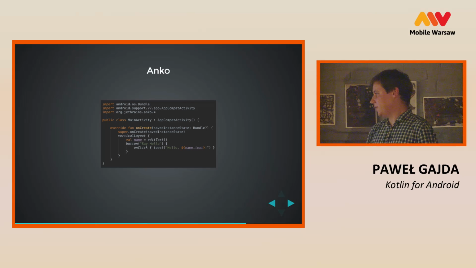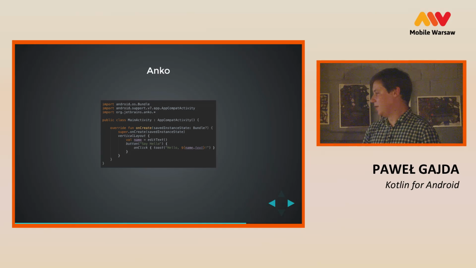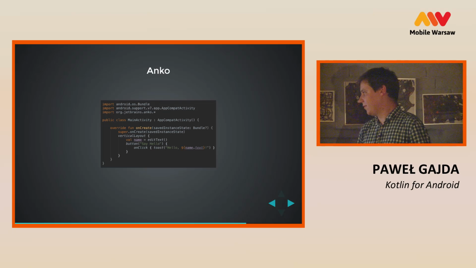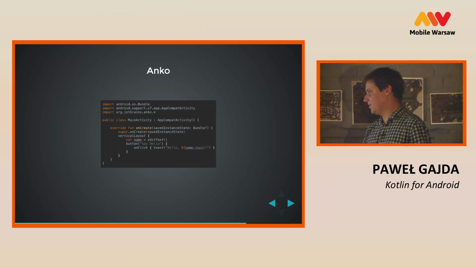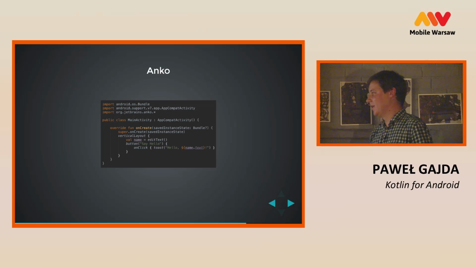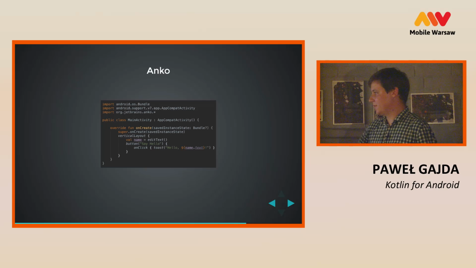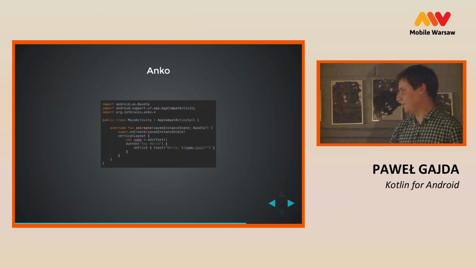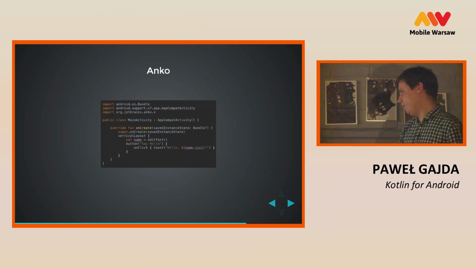So Kotlin provides a library, Anko, which provides the ability to use DSL for that. As you can see, there is no setContentView method. There is just a structure combined of type safe builders and extension functions. There is a vertical layout inside. There's an edit text, a button, and an on-click listener.